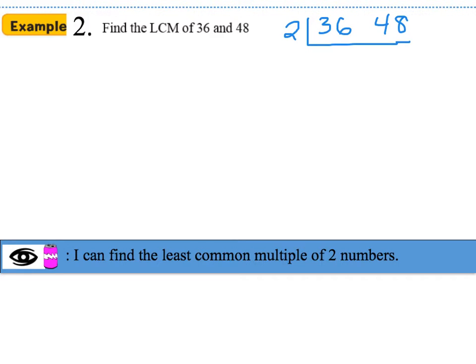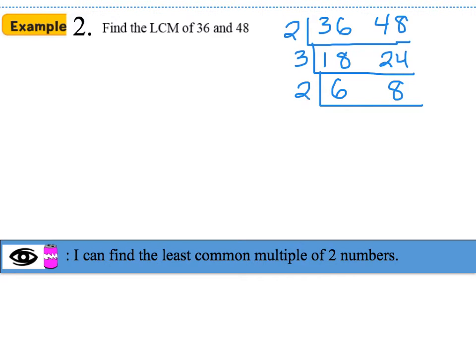2 goes into 36 18 times, and 2 goes into 48 24 times. Let's continue our ladder, and let's ask ourselves what number goes into 18 and 24. I can think of 3. 3 goes into 18 6 times, and 3 goes into 24 8 times. Let's continue our ladder again. What number goes into 6 and 8 evenly? That would be 2. 2 goes into 6 3 times, and 2 goes into 8 4 times.